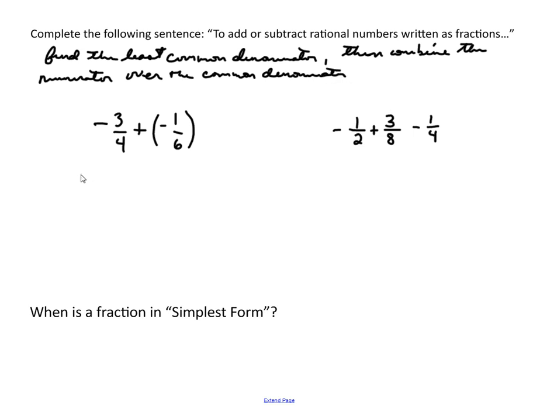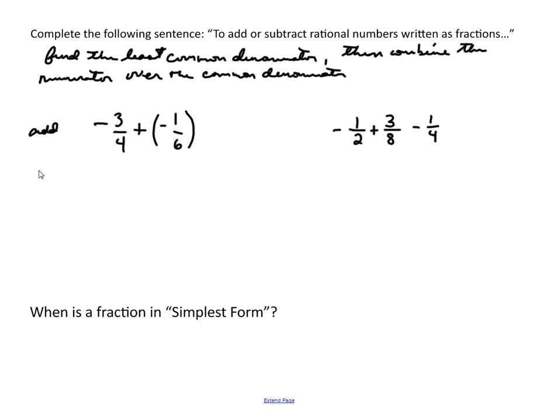Okay, so what does that mean right here? Well, let's say we're asked to add these two numbers. They're two negative numbers, so what we're going to end up doing is just adding 3/4 and 1/6 and putting the negative in front of the result. So we're going to be adding 3/4 and 1/6, and the very first thing that we're asked to do right here is that if we're going to add, we have to find a common denominator.